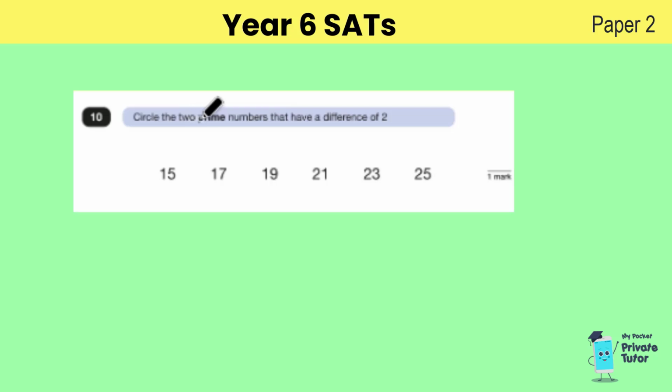Question 10, circle the 2 prime numbers that have a difference of 2. So a couple of different things. We're looking for prime numbers and they need to have a difference of 2. First thing we do is we eliminate any non-prime numbers, any composite numbers.